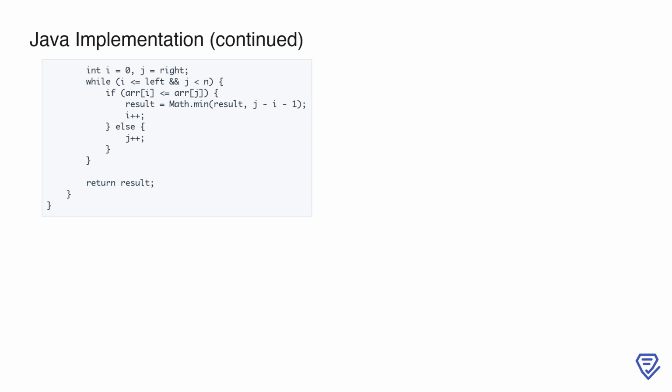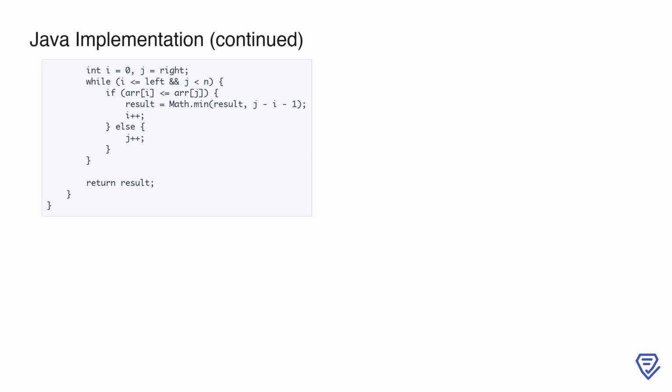to be removed. We use two pointers, i starting at the beginning of the prefix and j at the start of the suffix. While i is within the prefix and j is within the suffix, we check whether the value at arr[i] is less than or equal to the value at arr[j]. If it is, we calculate the potential result by removing the elements between these two indices and update the result with the minimum value. After this, we increment i to explore further into the prefix. If the condition is not met, we increment j to move further into the suffix.